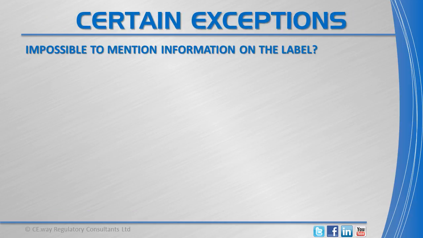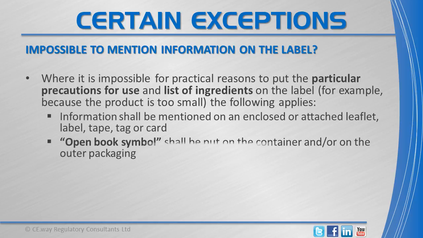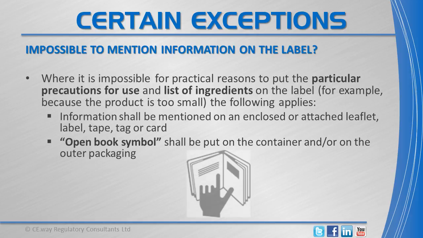If you recall, we said that, unless specified otherwise, all the information that we mentioned has to be put on both the container and outer packaging. Some exceptions were already mentioned, but there are some more. Where it is impossible, for practical reasons, to put the particular precautions for use and the list of ingredients on the label, the following applies. This information shall be mentioned on an enclosed or attached leaflet, label, tape, tag, or card, and it shall be referred to by the open book symbol on the container or the outer packaging for the precautions for use, or on the outer packaging for the list of ingredients. Here you can see what the open book symbol looks like.